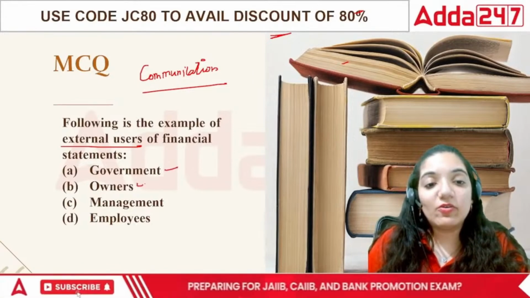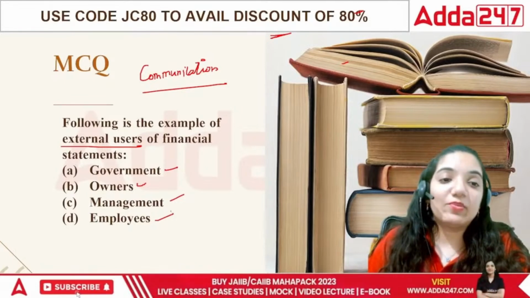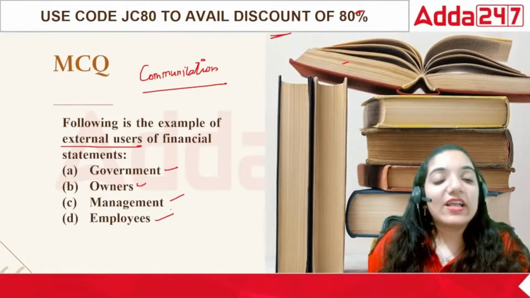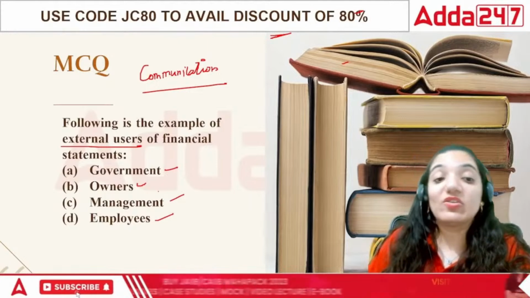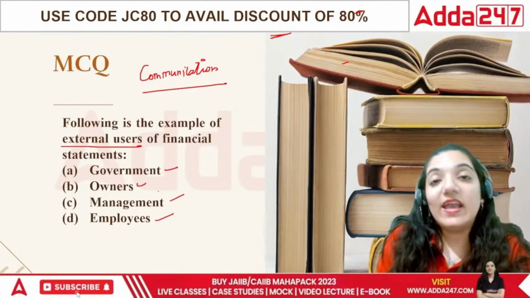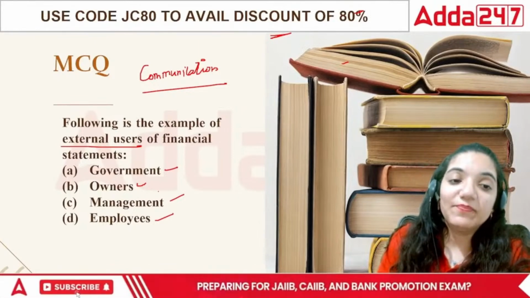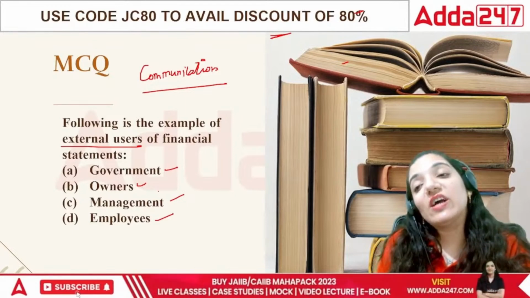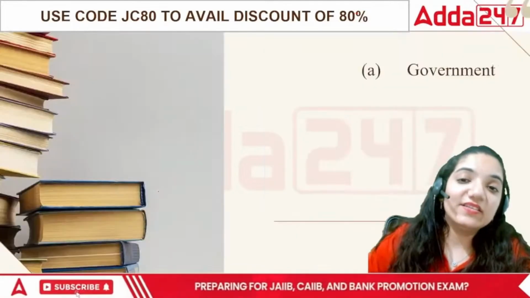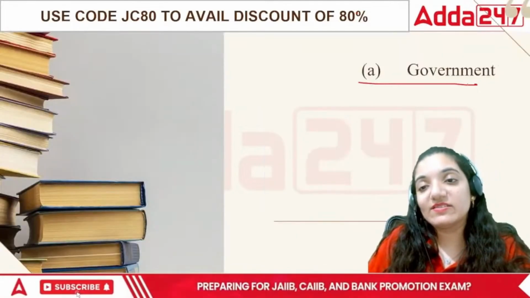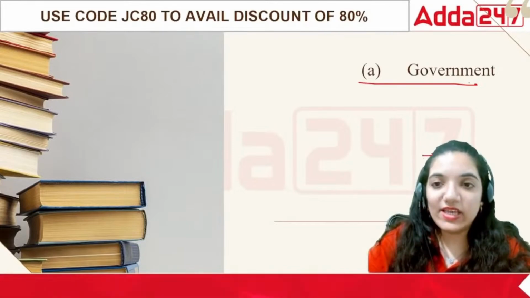Is it by the government or by the owners or by the management or by the employees? Following is the example of external users of financial information. Owners are internal users. Management is also sitting within the organization. And employees are the people who take care of the business. Ultimately, they are the ones who are working for it. So in this case, the one which is sitting outside but still asking about the business is the government. So the external user is government.